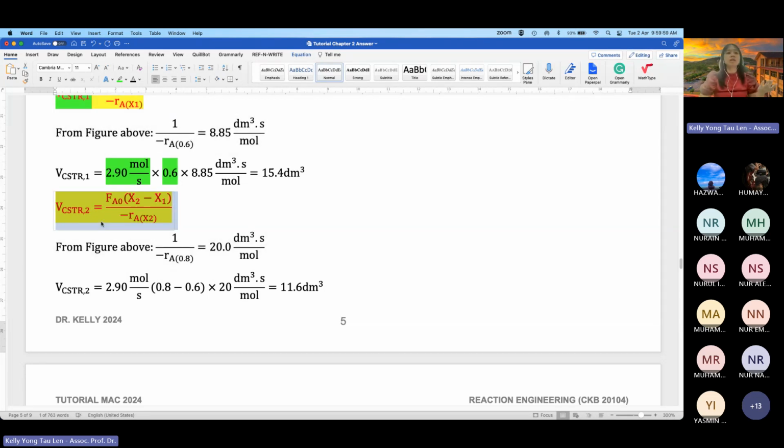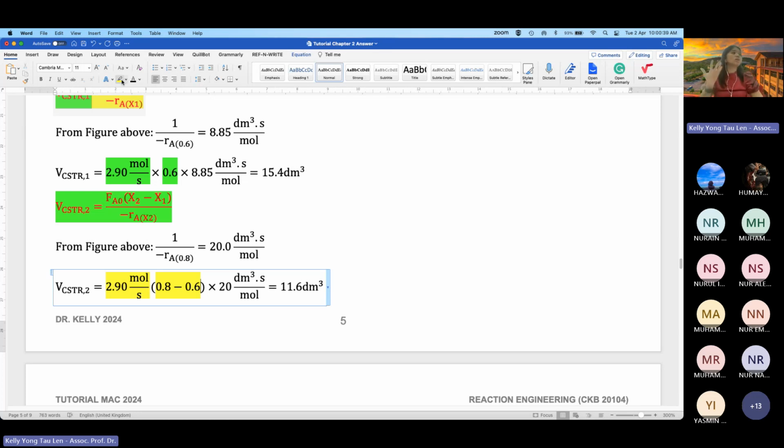So the formula is volume CSTR equals FA naught times x2 minus x1 over minus RA at x2. FA naught is still the same, 2.9 mole per second. My x2 minus x1 is 0.8 minus 0.6. So this part you don't forget. Sometimes students forget the second reactor formula, so they directly put FA naught x2. It's wrong. It's FA naught in bracket x2 minus x1 over minus RA at x2.